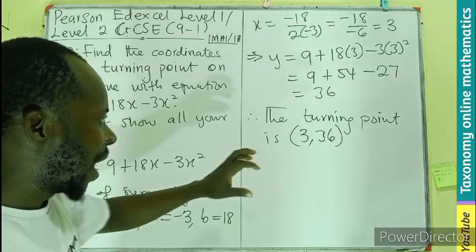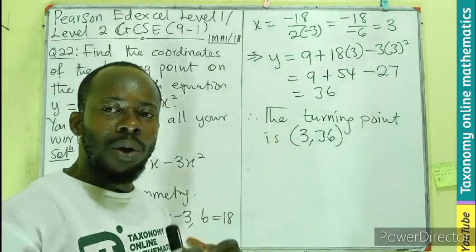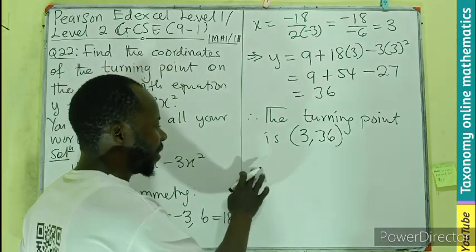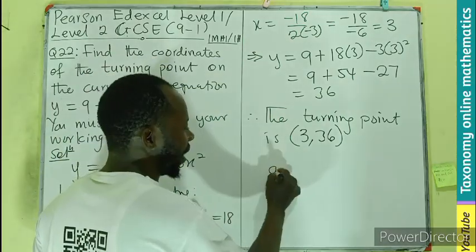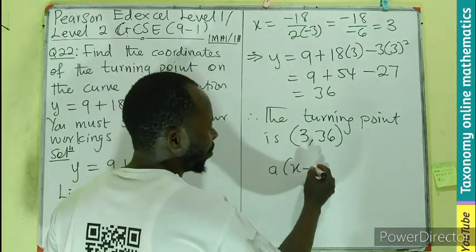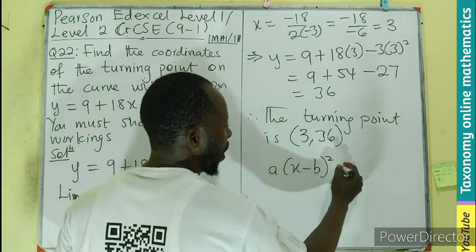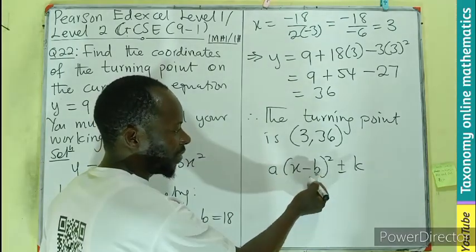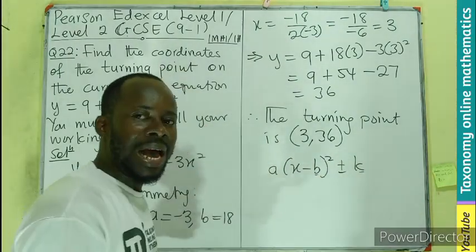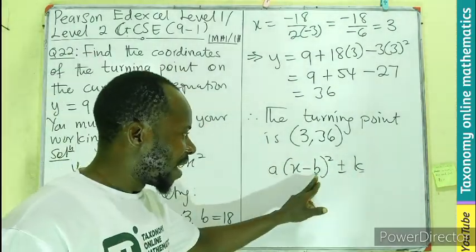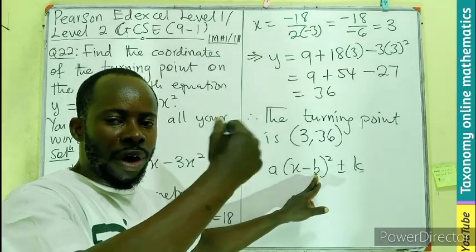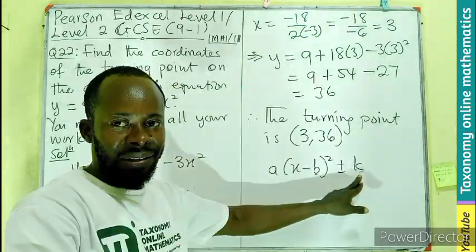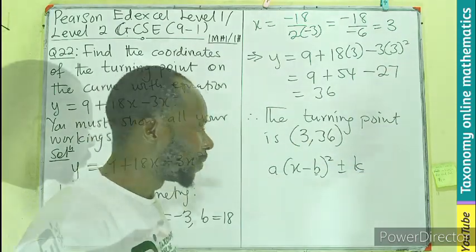Now we can also arrive at this using completing the square, whereby we have the turning point from a(x minus b) all squared plus or minus k, where these two numbers are the point you're looking for. Whatever is here is the coordinate on the x-axis, and whatever is here is the coordinate on the y-axis. Let's try that also and see.